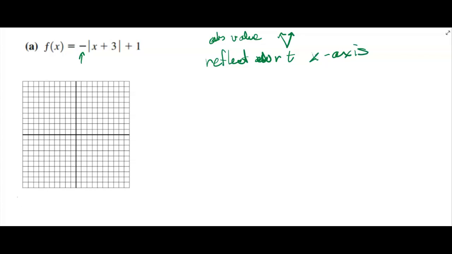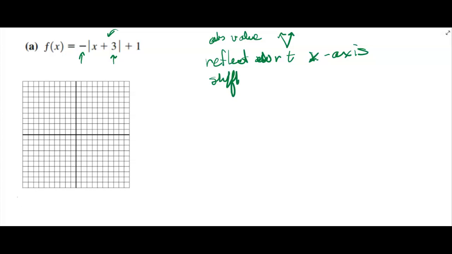Now, you might be saying, well, how do you know when it's the x and when it's the y? It has to do with when you do the function. Do you do the function and then take the opposite? Or do you take the opposite and then do the function? So if it's function, then opposite, then it's going to reflect with respect to the x-axis.